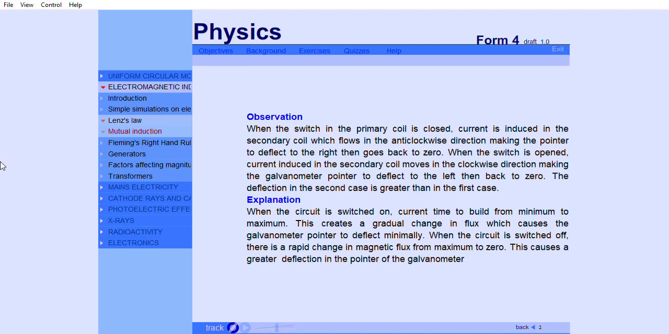Explanation. When the circuit is switched on, current tends to build from minimum to maximum. This creates a gradual change in flux, which causes the galvanometer pointer to deflect minimally. When the circuit is switched off, there is a rapid change in magnetic flux from maximum to zero. This causes a greater deflection in the pointer of the galvanometer.